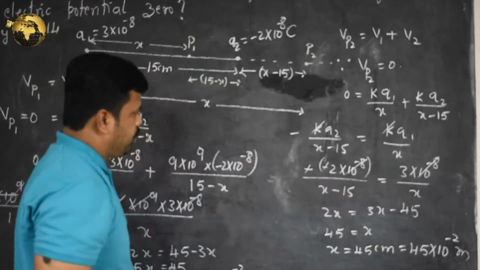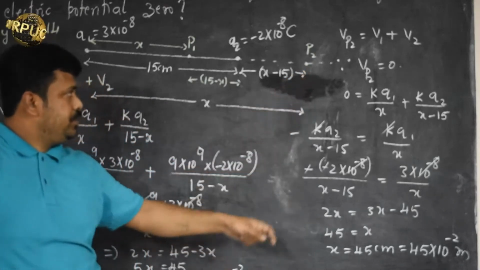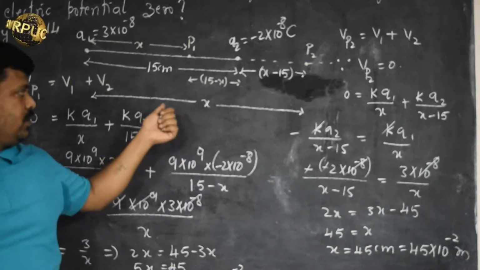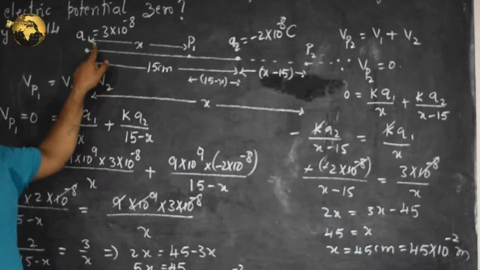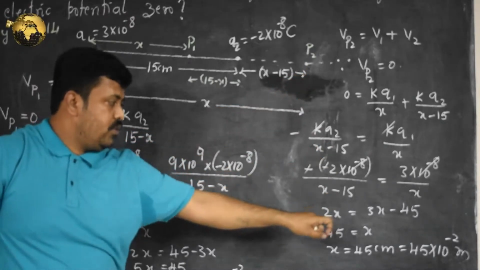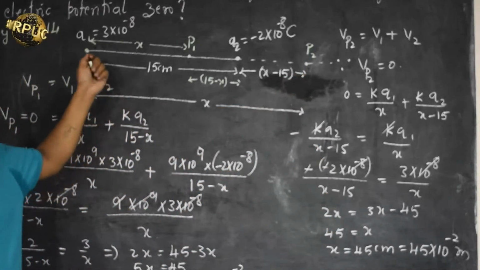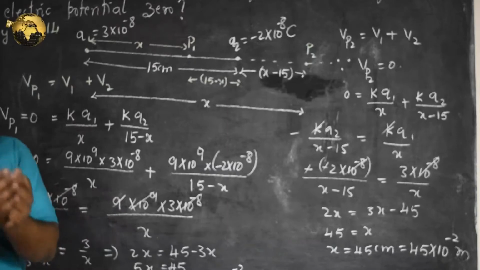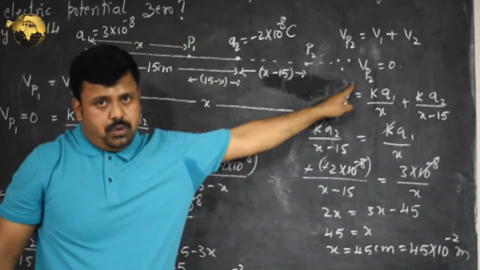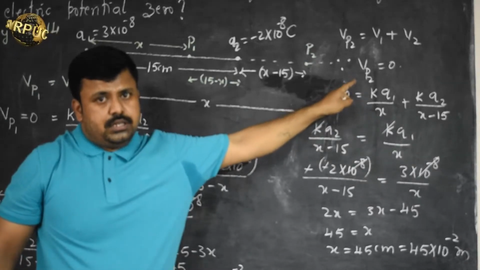So I can say this point P2 is at a distance of 45 centimeter from Q1, and at that point the potential is 0.